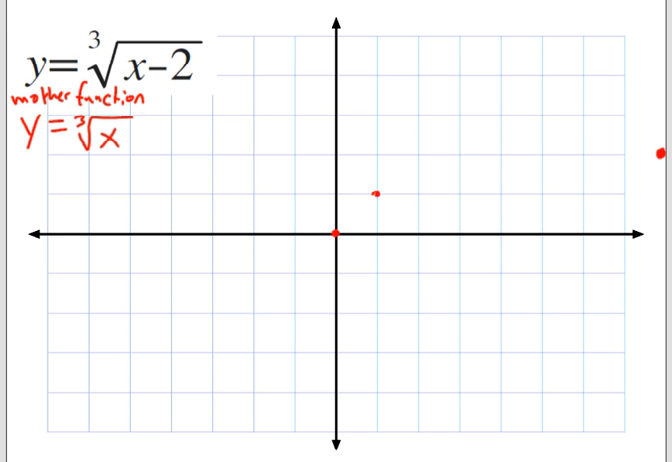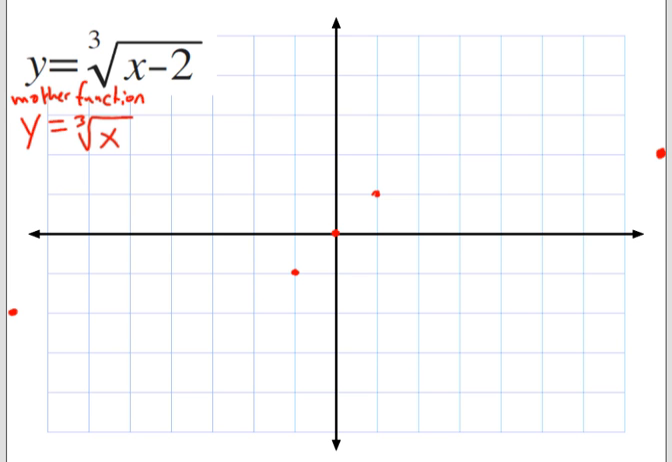Let's try negative numbers. Can I do the cube root of -1? I can. The cube root of -1 is -1. Can I do the cube root of -2? Not easily. But I can do the cube root of -8. That's going to be -2. But also, again, that's kind of way off of this graph.